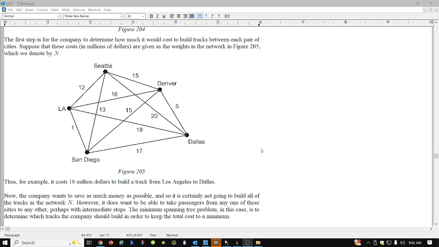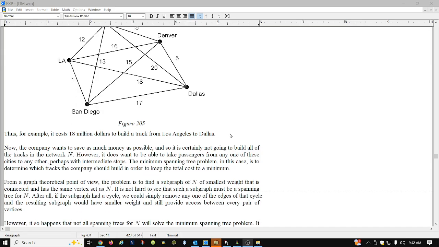Well, naturally, the company wants to do this construction as cheaply as possible, so it's certainly not going to build all of the tracks in this network. But it does want to be able to take passengers from any one of the cities to any other, possibly through intermediate stops. In fact, almost likely through intermediate stops. The minimum spanning tree problem in this case is to determine which tracks the company should build in order to keep the total cost to a minimum.